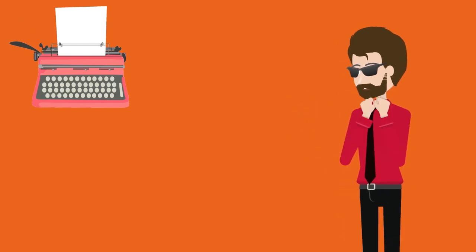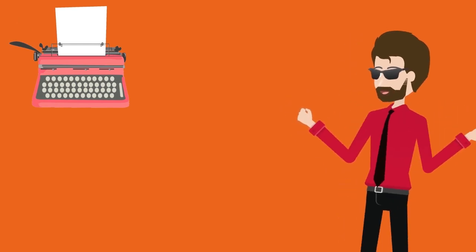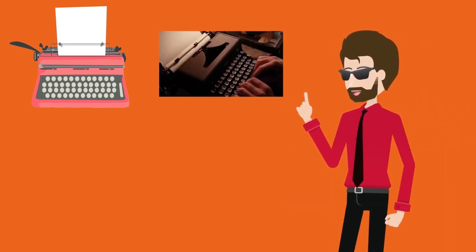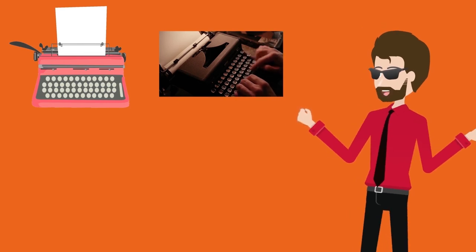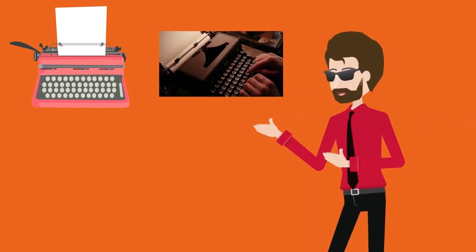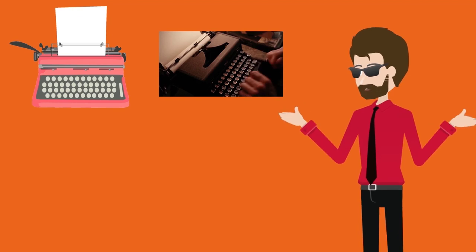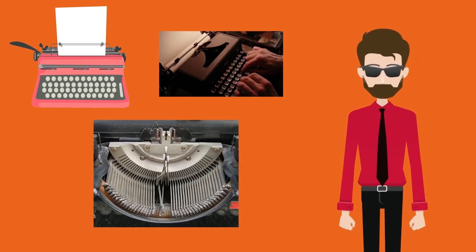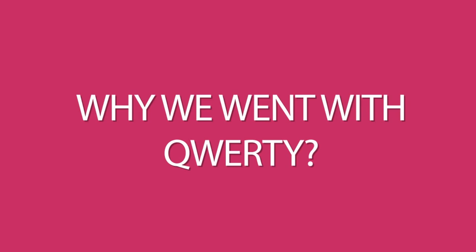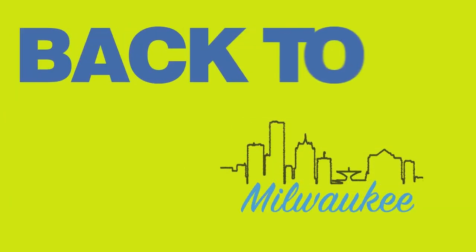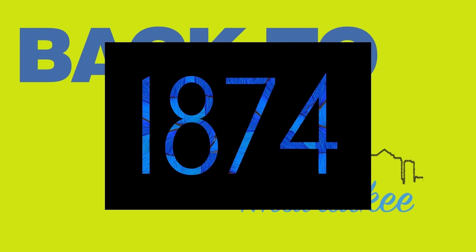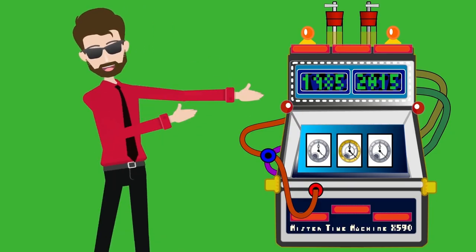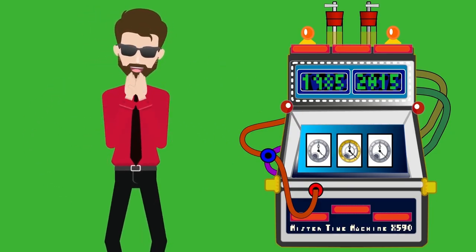Let's get started. The first typewriters had keyboards of all shapes and sizes, but the inventors soon learned that they needed to stagger the keys to stop them from getting stuck together, because with some key orders, pressing them together accidentally would jam the typewriter. In order to understand why we went with the QWERTY, we have to go all the way back to Milwaukee in 1874 by using our time machine. You know, our time machine, huh?